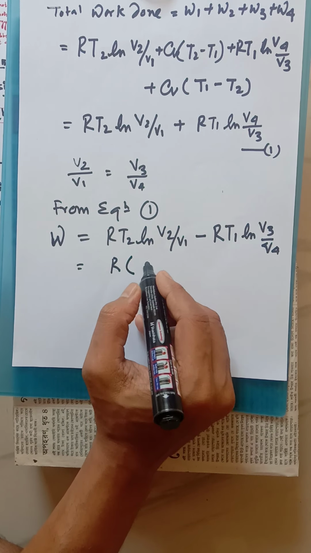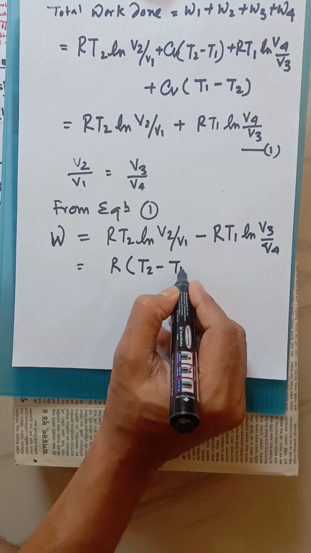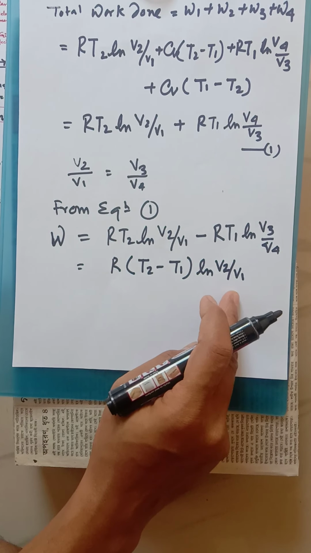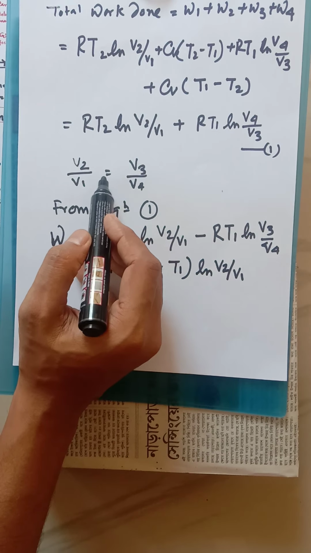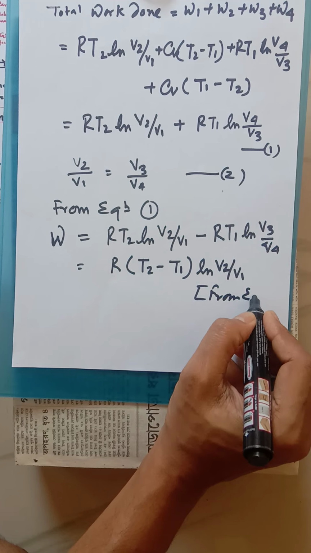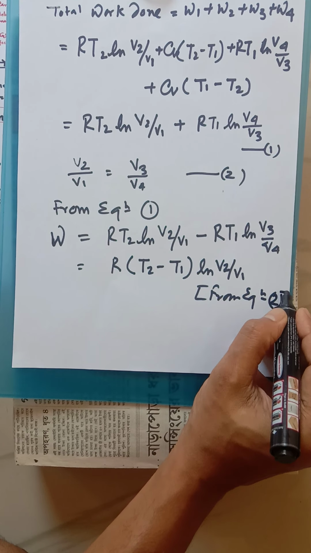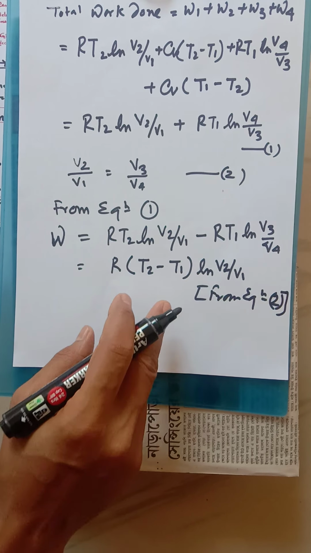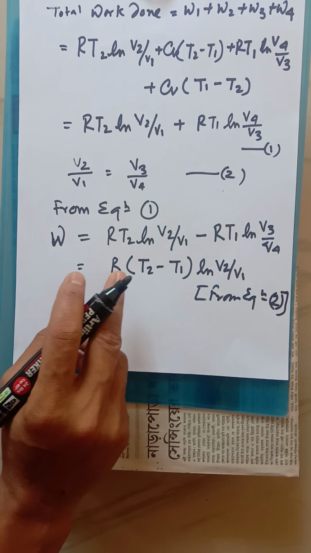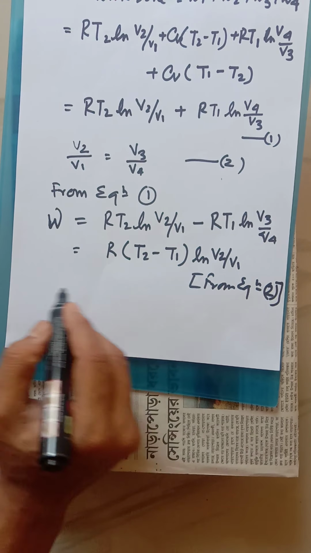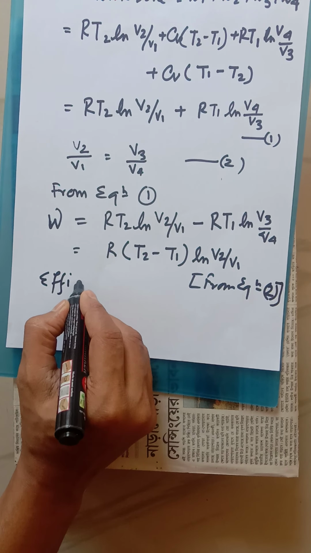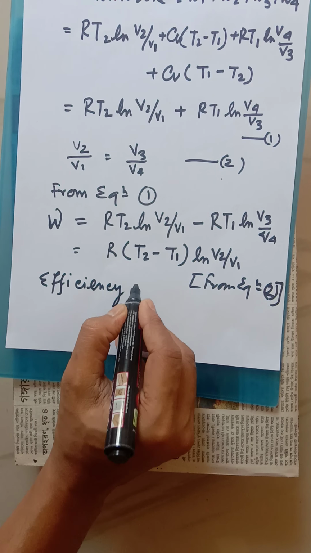So the resultant will be, hope that is clear to all of us, equation number 2. From equation 2, this is the total work done we have got in this Carnot cycle. Now let's find the efficiency. Efficiency is denoted by eta.